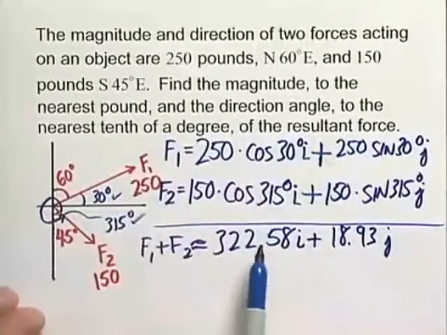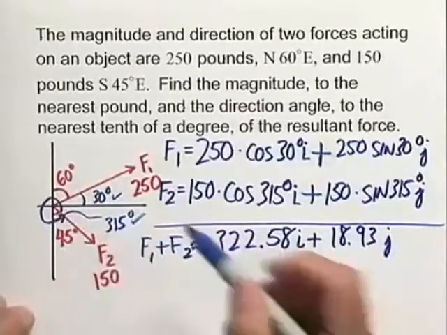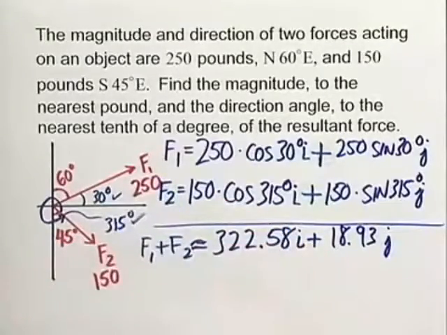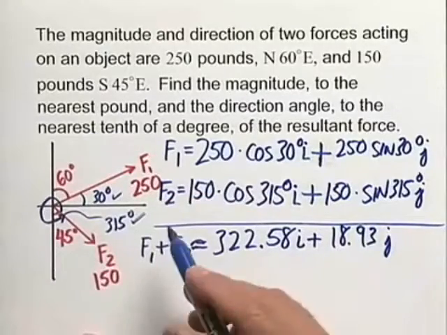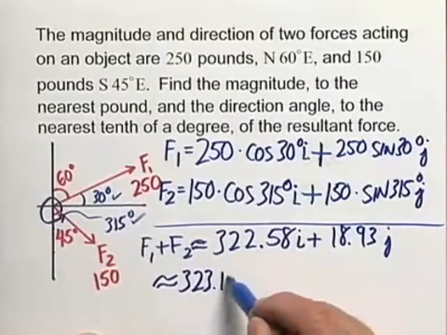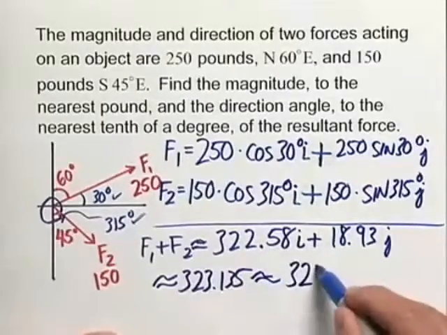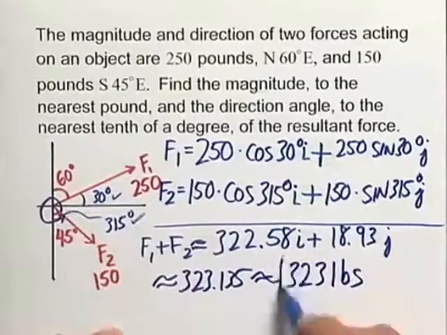And you can visualize this as going 322 along the x and then about 19 up. And again, that comes from our parallelogram rule that we discussed in a previous example. So let's now look at the magnitude of this, because that's what we're looking for, the magnitude to the nearest pound. If we take the magnitude of this, we get an approximate value of 323.135, and if we take that to the nearest pound, we get our answer of 323 pounds.